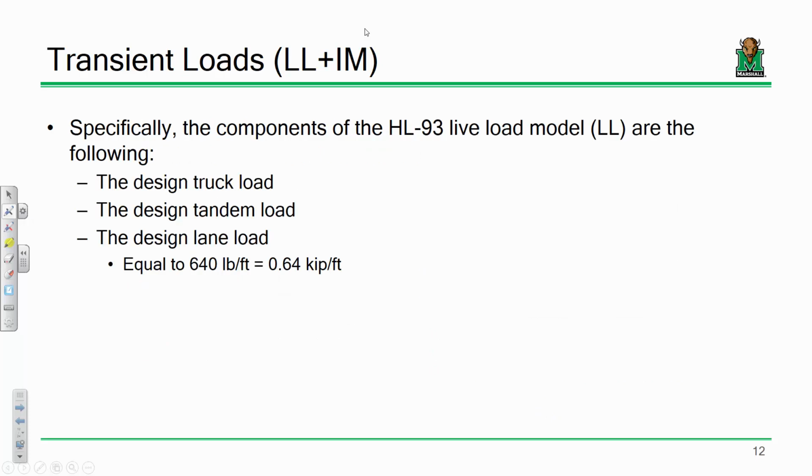Okay. Now, let's talk about the components. The live load model that we use for highway bridges in the United States, according to AASHTO, contains three components: the truck, the tandem, and the lane. The lane is pretty simple. It is just a uniformly distributed load of 640 pounds per foot, or 0.64 kips per foot. That represents a constant stream of traffic on the bridge. The trucks and the tandems are your more concentrated, heavy vehicle effects on the structure.